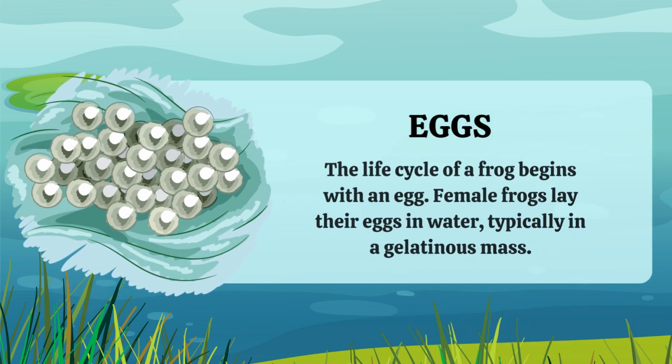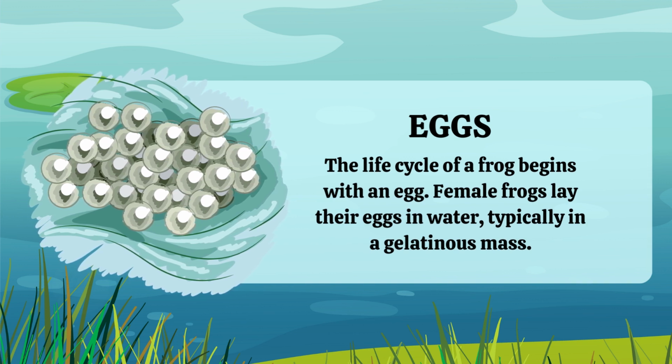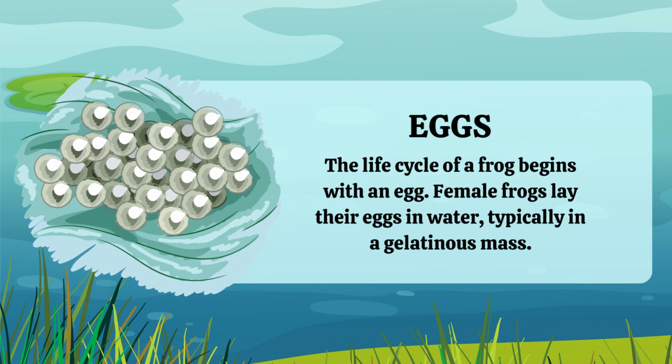The first stage is eggs. The life cycle of a frog begins with an egg. Female frogs lay their eggs in water, typically in a gelatinous mass.